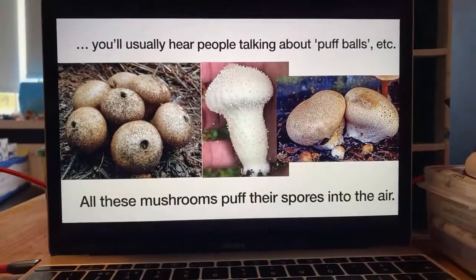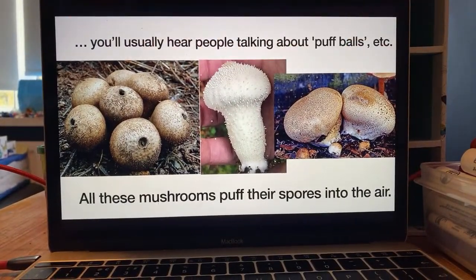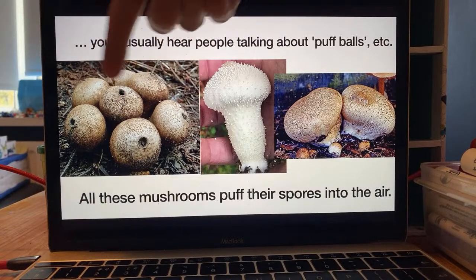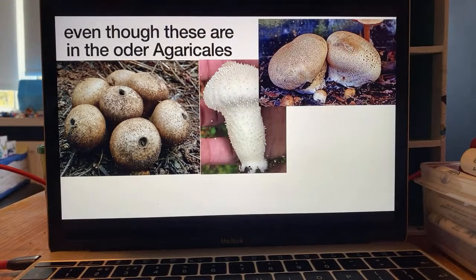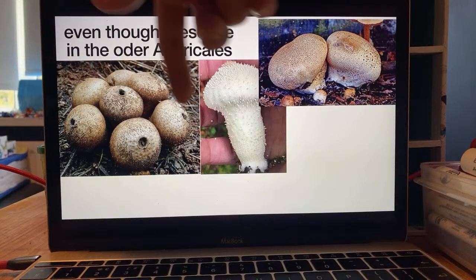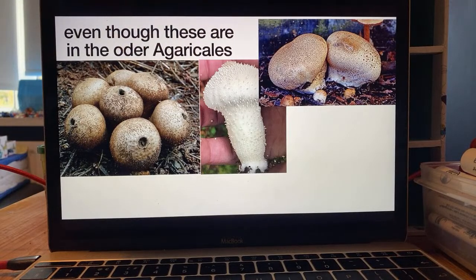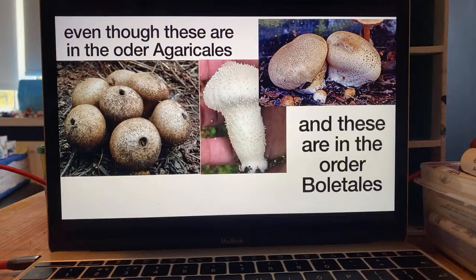So for example, here's some puffballs, right? They're called the puffball mushrooms because they all puff their spores into the air. These ones are actually called wolf's fart puffballs. This is a common puffball here in the middle. These are earth balls here. So we call them all puffballs. They're in the category puffballs, but puffball isn't a scientific term, because actually two of these puffballs are in the order, not odor, the order Agaricales, and the earth balls are in the order Boletales.